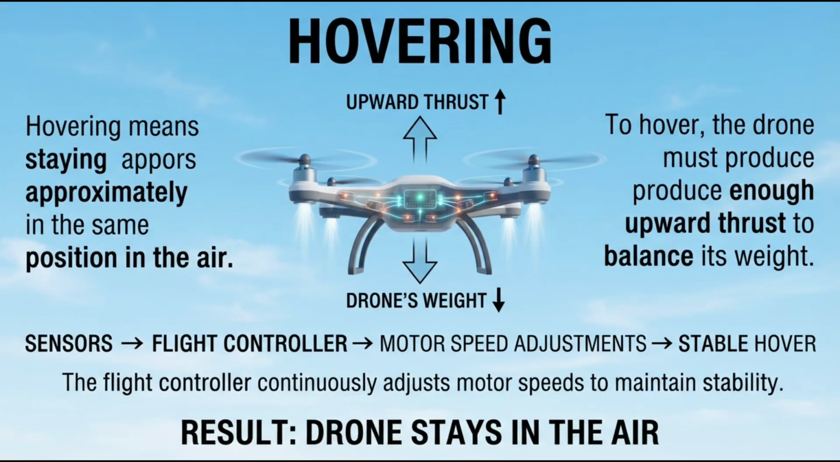Hovering. Hovering means staying approximately in the same position in the air. To hover, the drone must produce enough upward thrust to balance its weight.